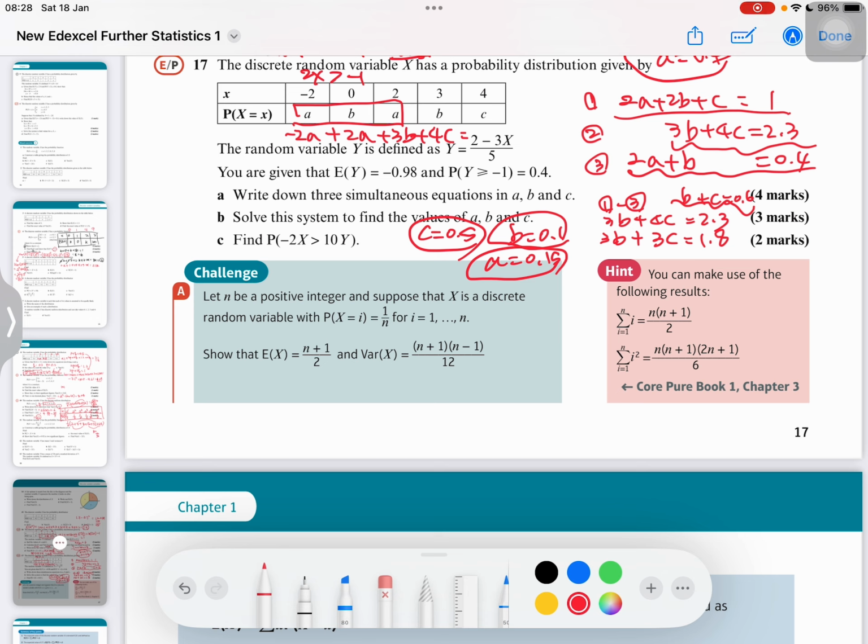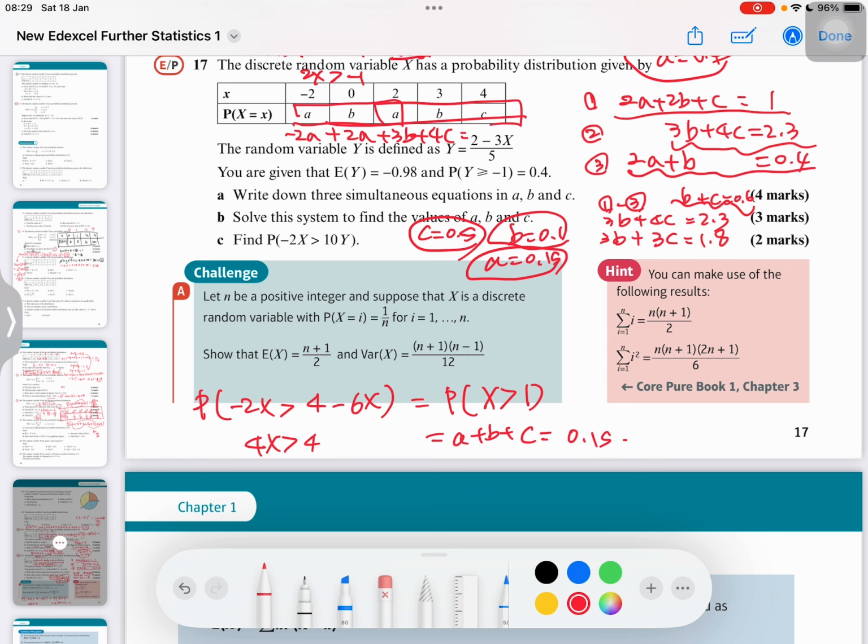So, part C, the probability of negative 2x plus 10y is 2, 6x. So 4x is larger than 4. So this one, x is larger than 1, means a plus b plus c. So 0.15 plus 0.1 plus 0.5, 0.75.